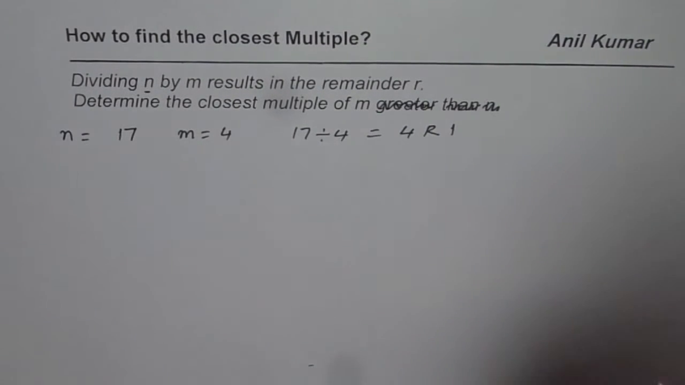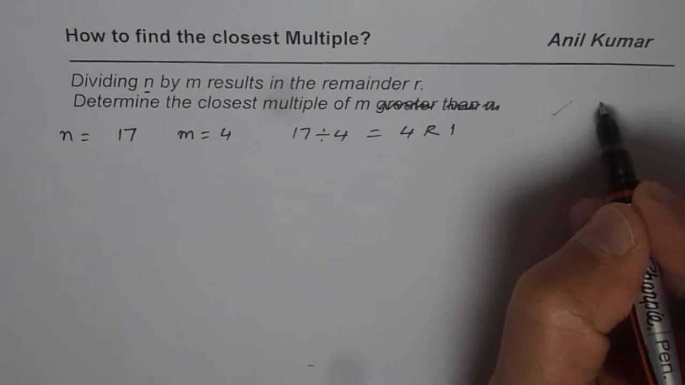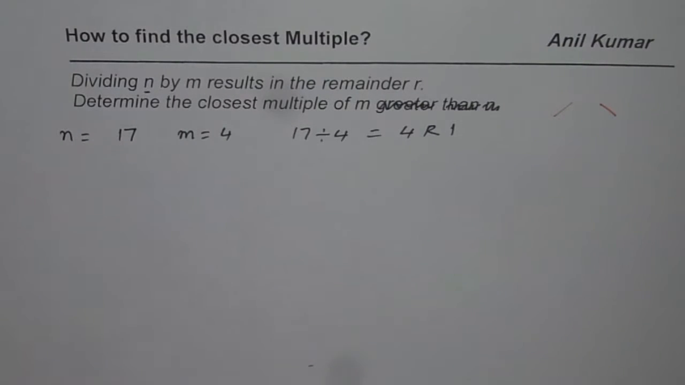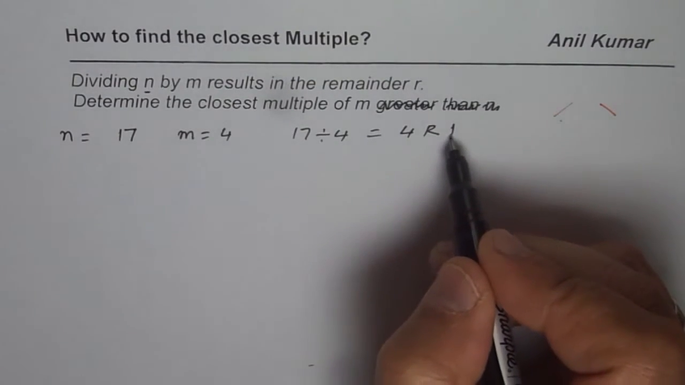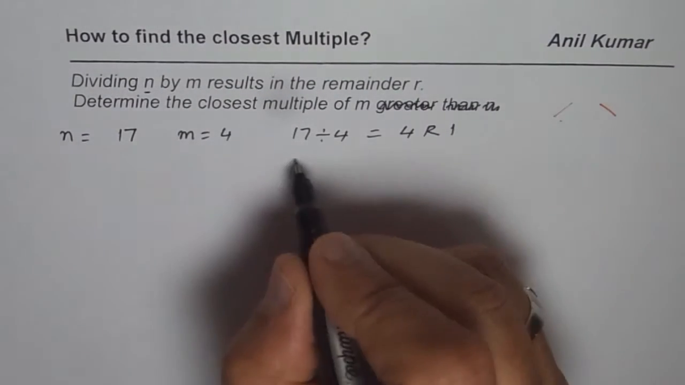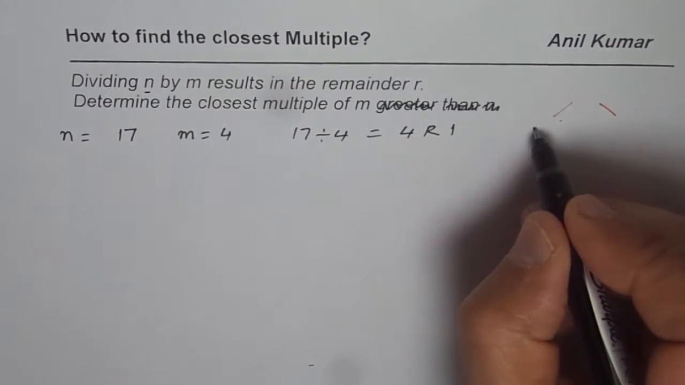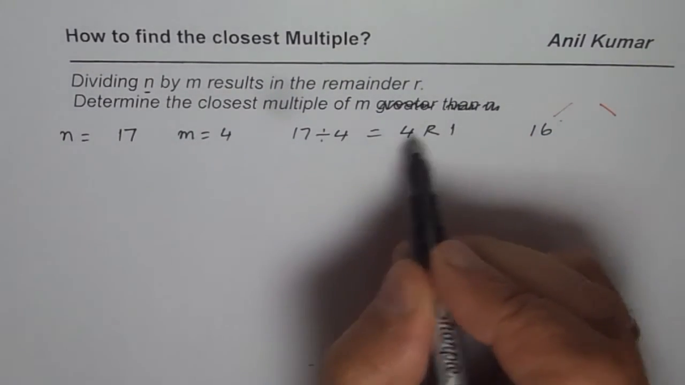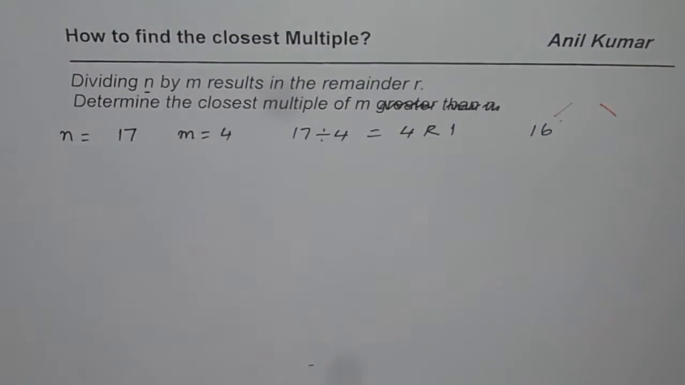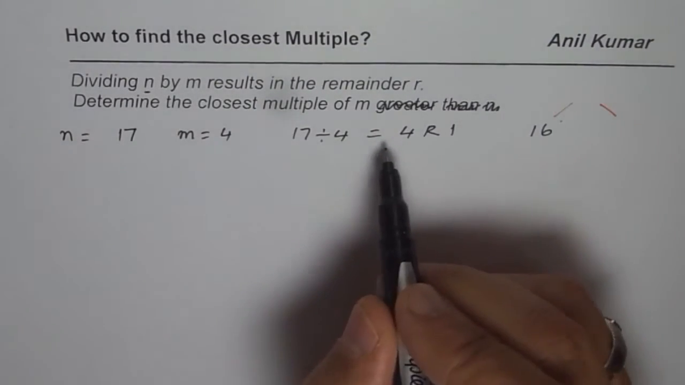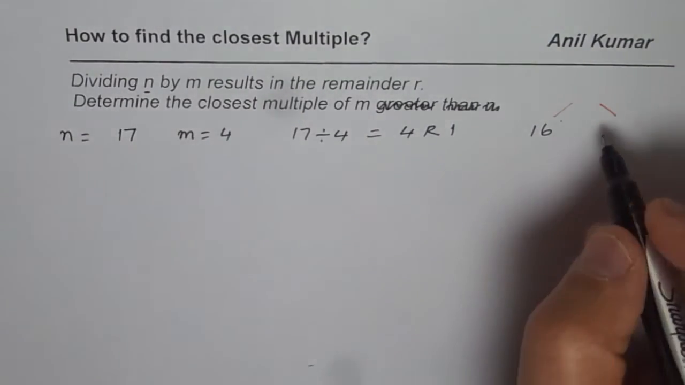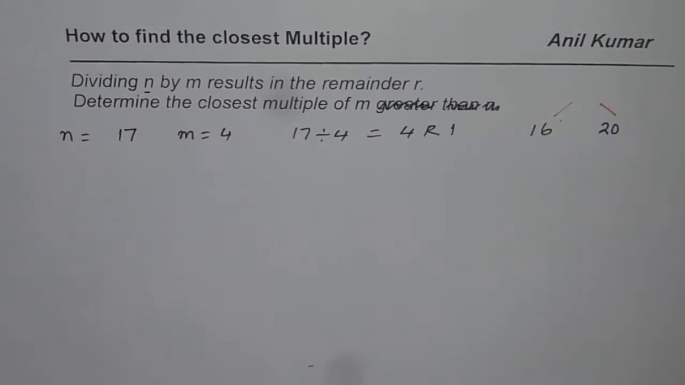So there will always be two numbers close to 17. One could be smaller and one could be greater. The smaller number you get by taking away 1: 17 take away 1 is 16. So when you take away the remainder part, you get a multiple, correct? The remainder becomes 0. Makes sense. The other, for 4, is 20. Let me write 20 here and then we'll figure out the rule.